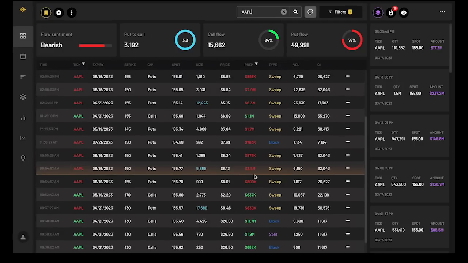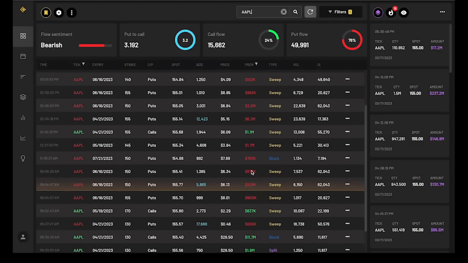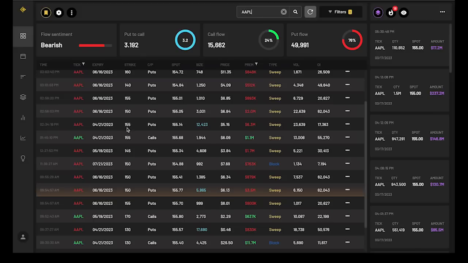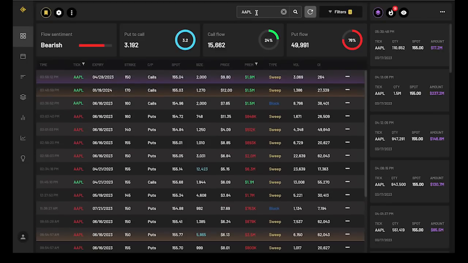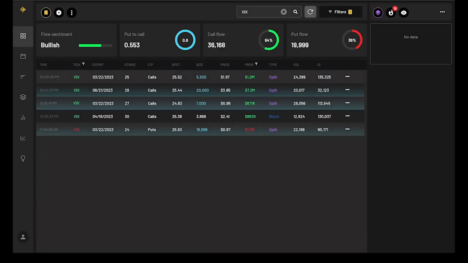Pretty aggressive. This one's a 150 strike price for puts for June 16th, over 5,000 size, 3.5 million in premium. And another one, 155 strike price, April 21st expiration date. So sweeps of puts, 6.3 million in premium. So we're seeing some aggressive moves for IWM and Apple as far as bearishness goes. All right, and let's end with the VIX. And there you go. That's the VIX, 64% in the calls.